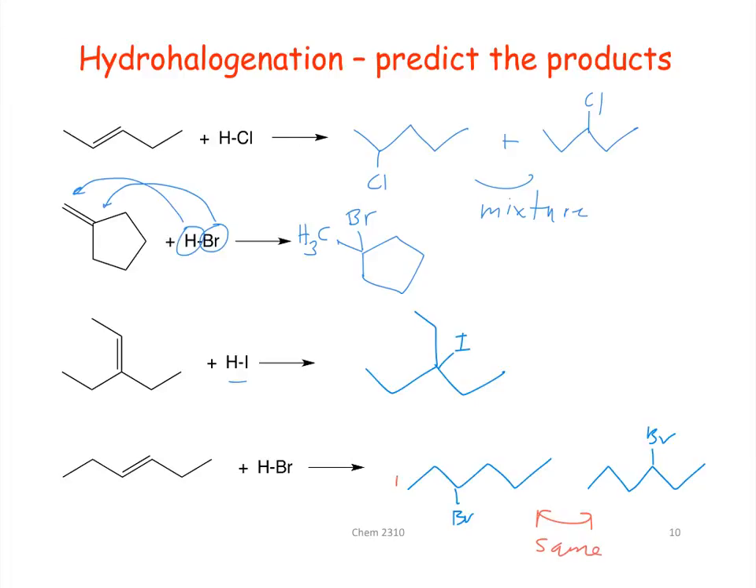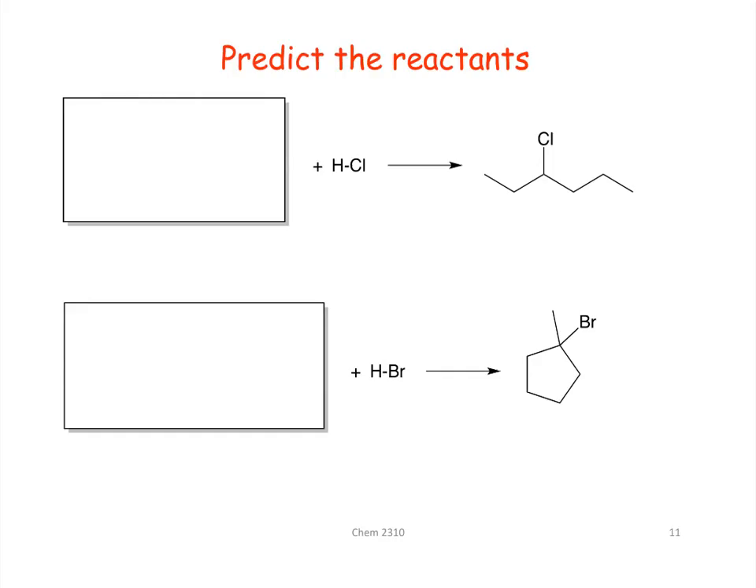Because if we name these 1, 2, 3, 4, 5, 6, it's 3-bromohexane. On the other one, of course, we'd number from this side, 1, 2, 3, 4, 5, 6. 3-bromohexane. So it's because this one is symmetrical. There's the same ethyl group on each end. We get the same product.